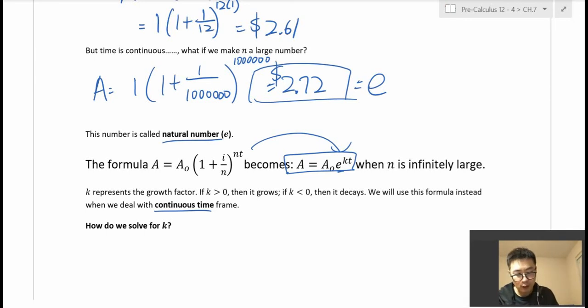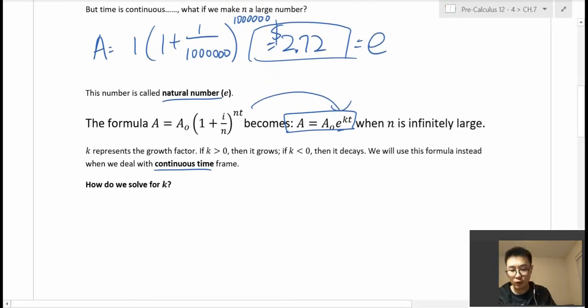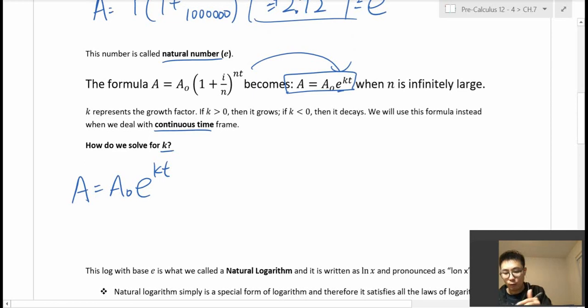If k is less than 0, then it decays, and we use this formula instead when we deal with a continuous time frame. So the question is, how do we figure out this value of k? How do we find out the growth factor? Well, if you look at this formula, A equals A naught e to the power of kt, we can actually solve for k. We can take the log on both sides.